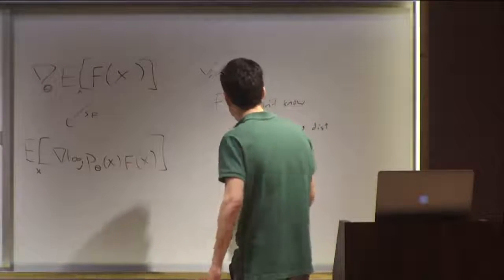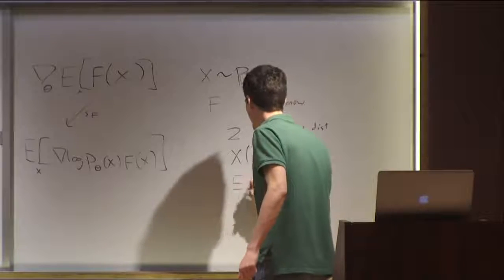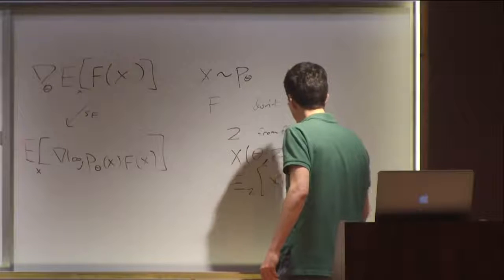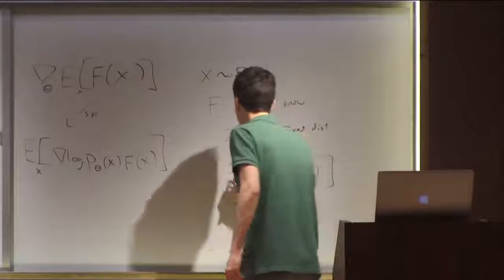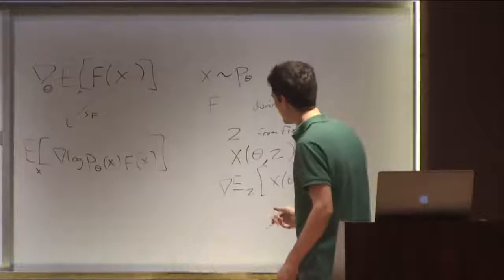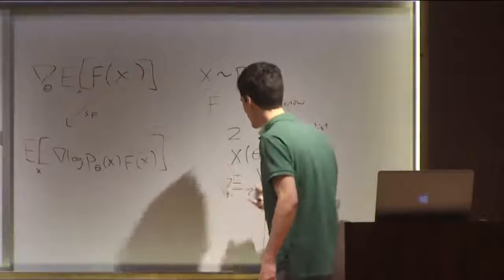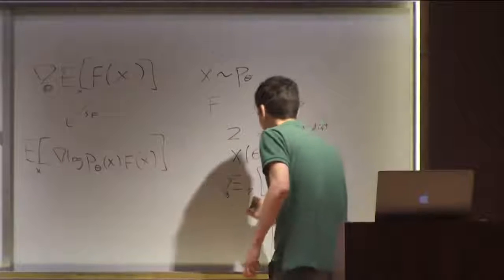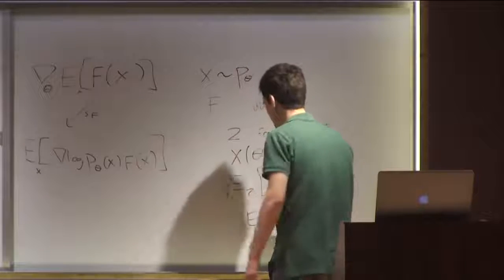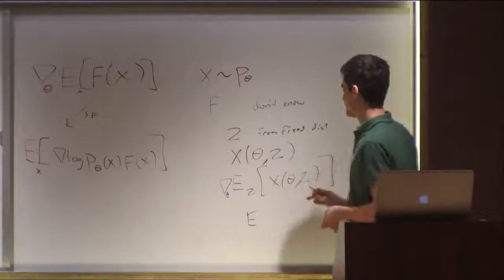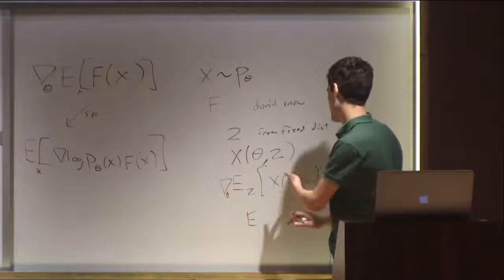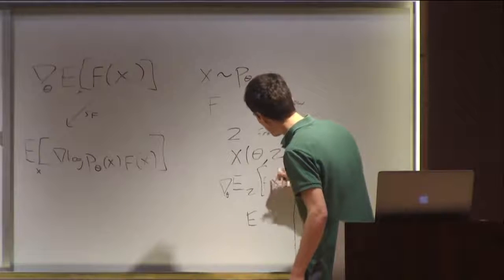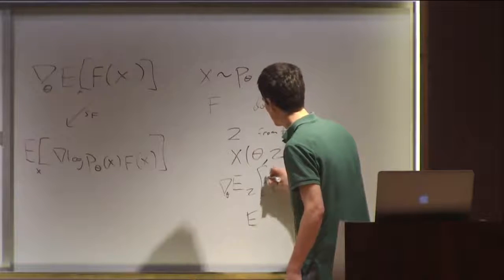So now we just have the expectation over z of f(x(theta, z)), and we're taking the gradient of that. Under appropriate conditions of differentiability, we can just swap the gradient and the expectation. This is under appropriate analytic conditions. It turns out we can't do this if f is discontinuous.